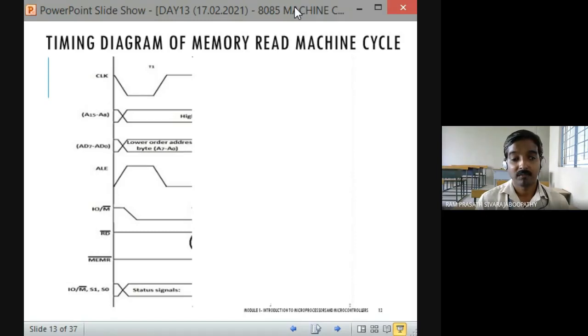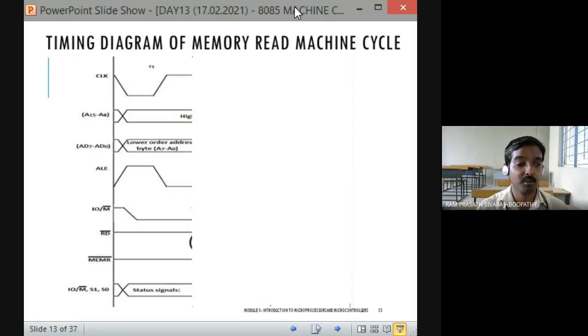During T2 state, what about the status of ALE? Memory nama address பண்ணியாச்சு, correct. Higher order address line la higher byte of the address is available. Lower order address, it is available in the latch now. So during T2 state, ALE goes low, RD bar goes low.